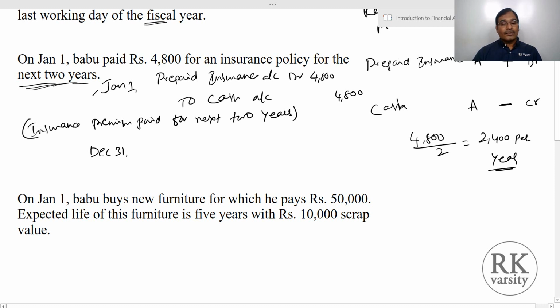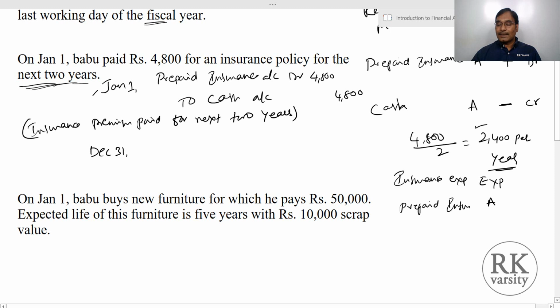Now of the 4,800 prepaid insurance, we consumed or utilized 2,400 rupees for the current year. So your insurance expense is one account, and your prepaid insurance is another account. Insurance expenditure is an expenditure, and prepaid insurance is an asset.